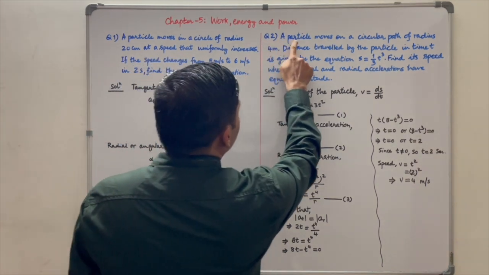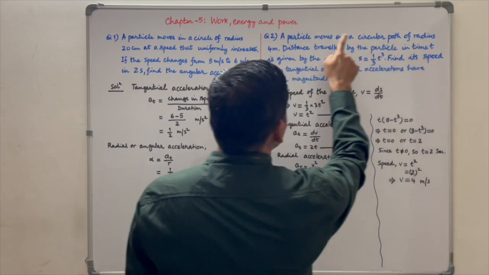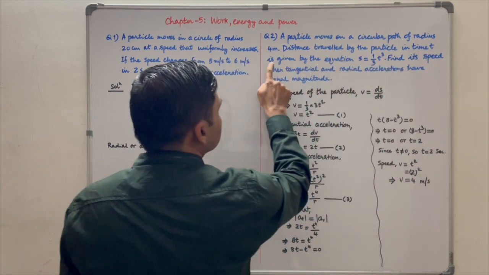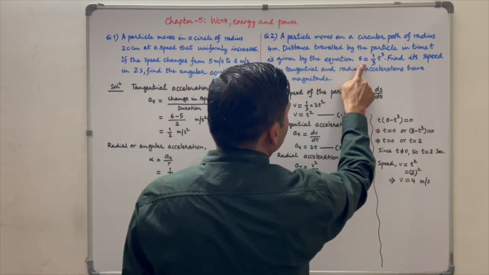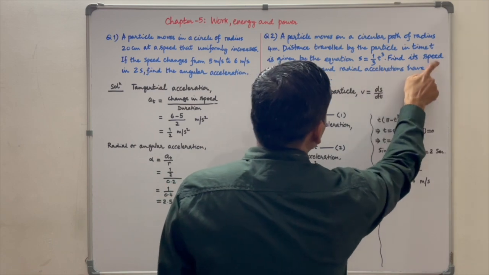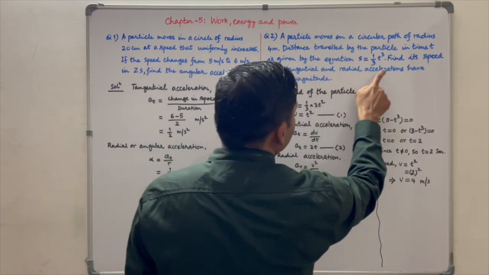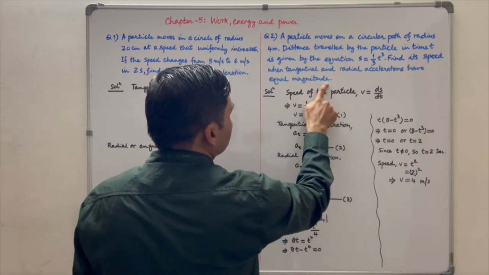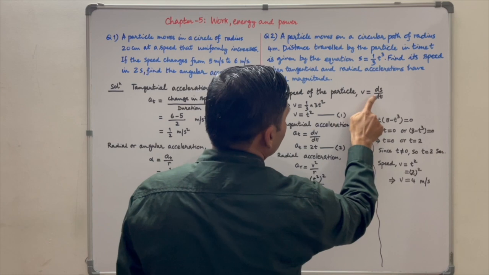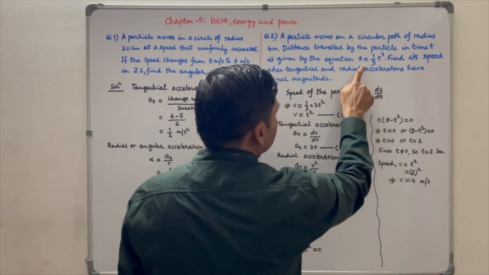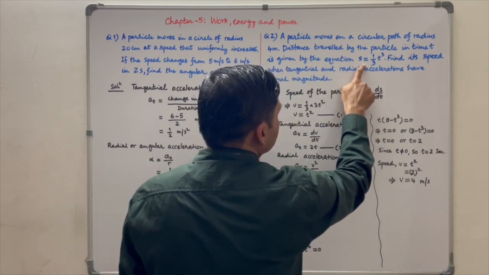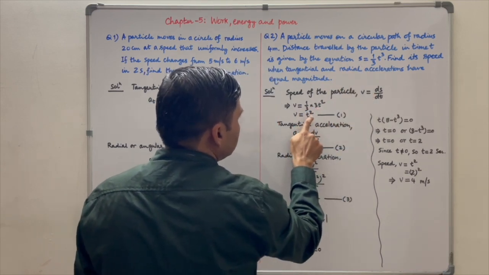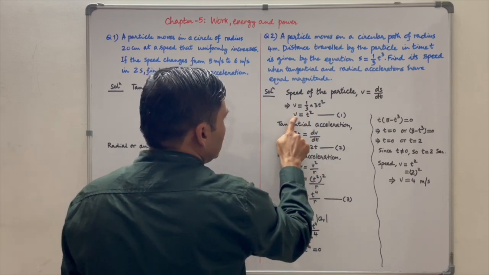Second question. A particle moves on a circular path of radius 4 meter. Distance traveled by the particle in time t is given by the equation s is equal to 1 by 3 t cube. Find its speed when tangential and radial accelerations have equal magnitude. We can calculate speed of the particle v by the formula v is equal to ds by dt. It is given that s is equal to 1 by 3 t cube. So ds by dt will give 1 by 3 into 3t square, and that is t square.